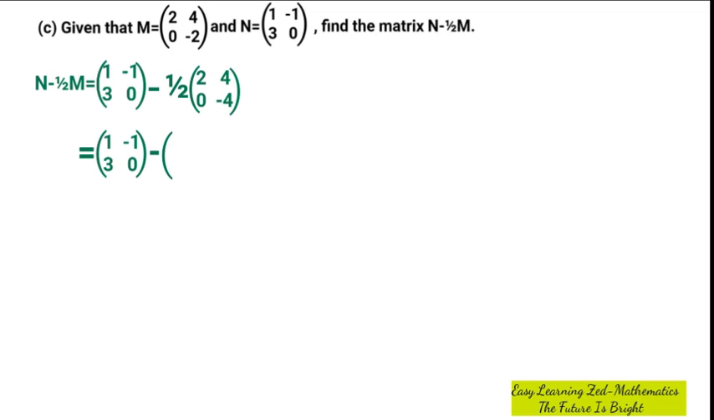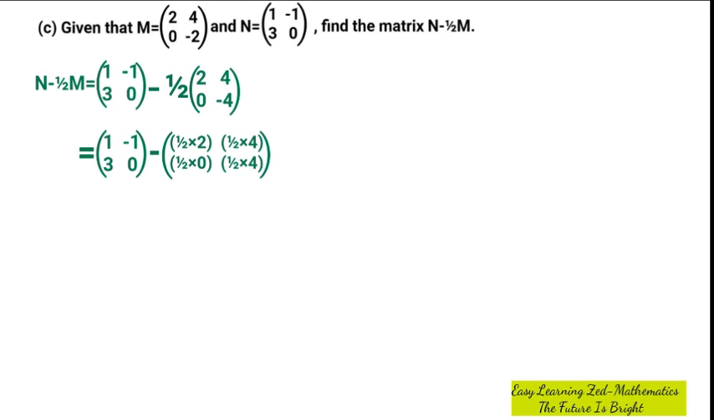So I'm going to have 1 over 2 multiplied by 2. Then I'm also going to multiply 1 over 2 multiplied by 4. Then I'm also going to multiply 1 over 2 multiplied by 0, as well as 1 over 2 multiplied by negative 4.